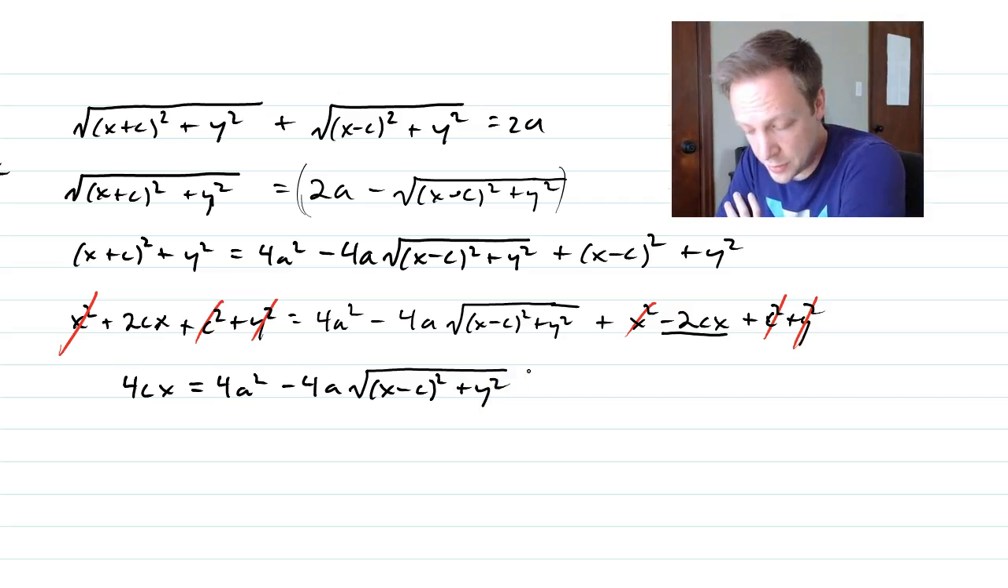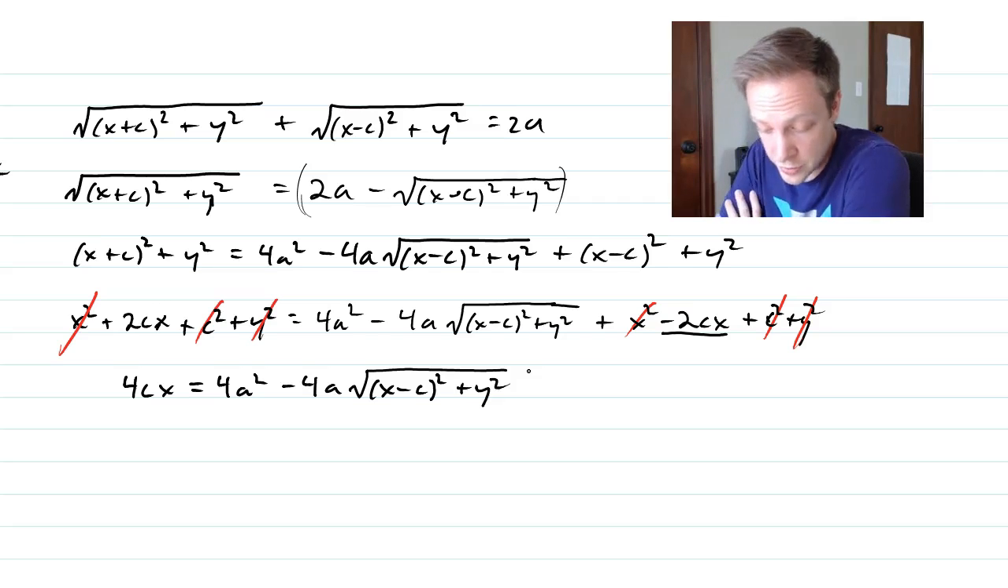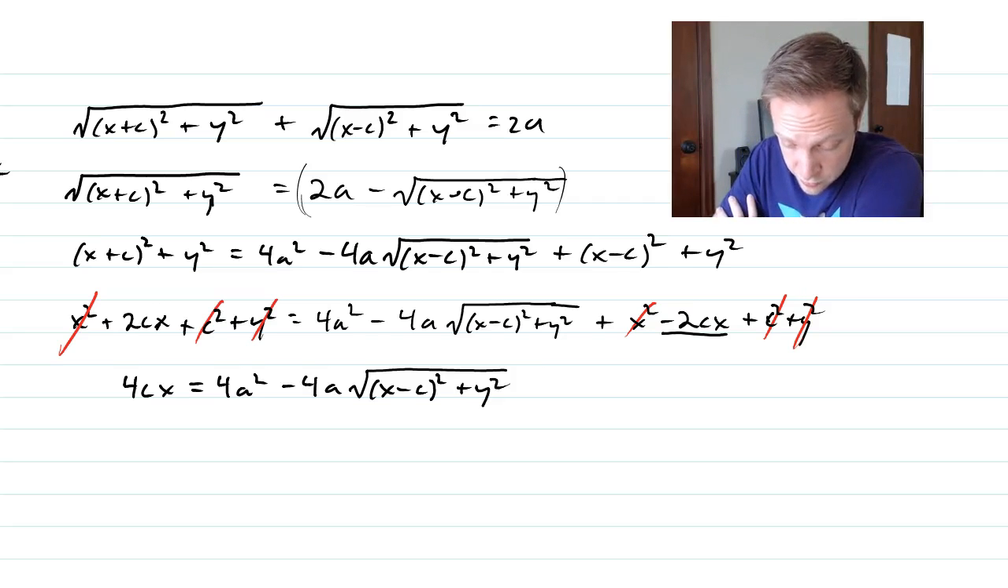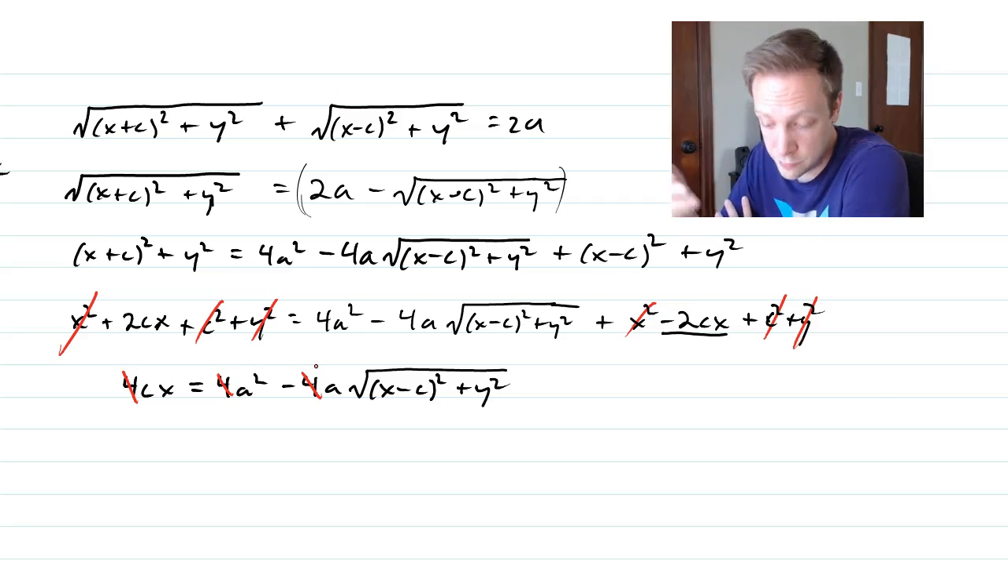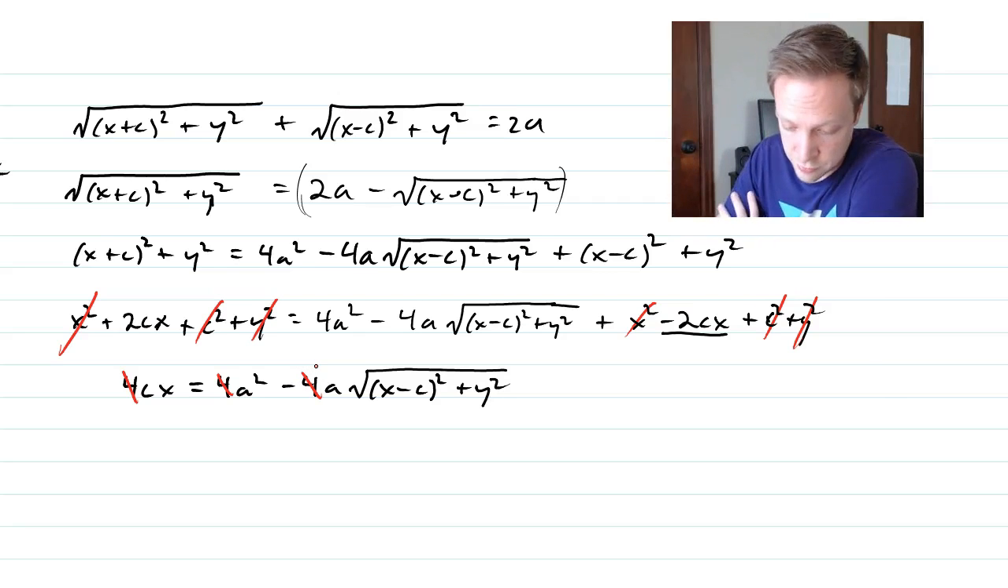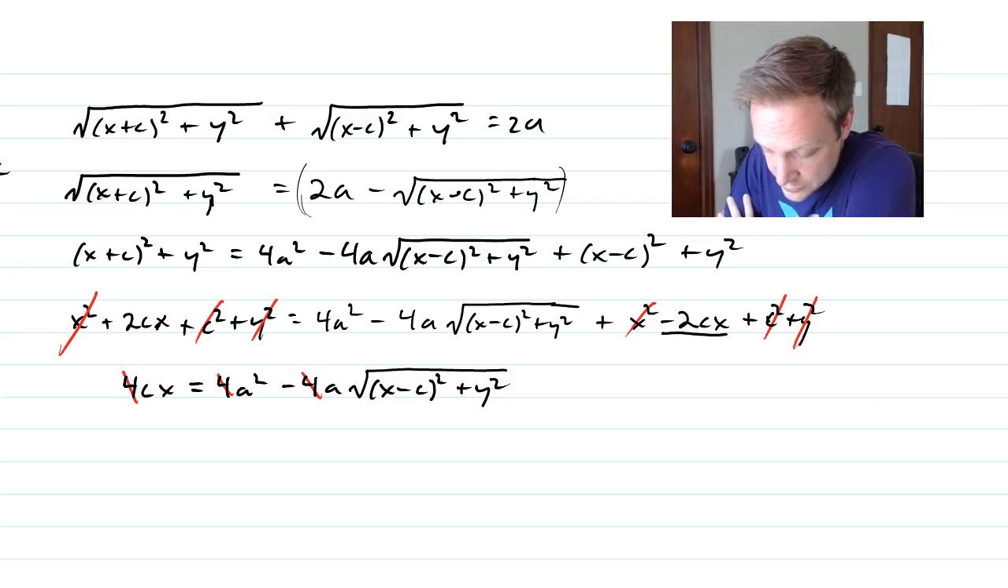Okay, so that got a little bit nicer, but it's still not close to our ellipse equation. One thing I do notice is that there are 4's all the way across, so we can cancel out these 4's. Just divide everything by 4. And the next thing we're going to have to do, we're going to have to square both sides again to get rid of that square root. So before I do that, I'm actually going to swap things around.